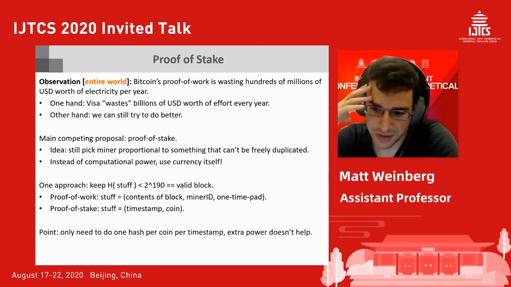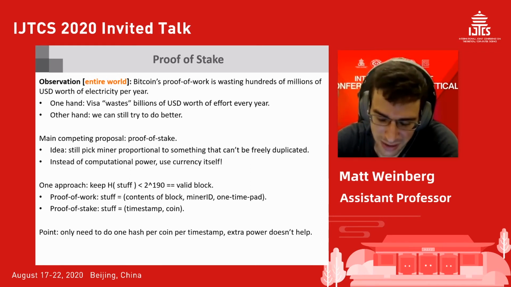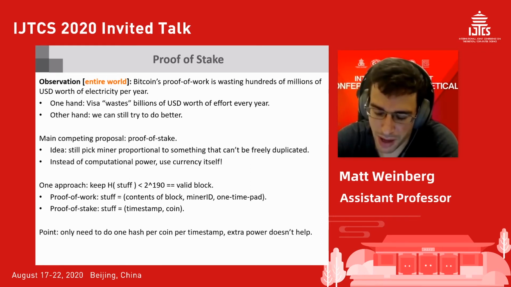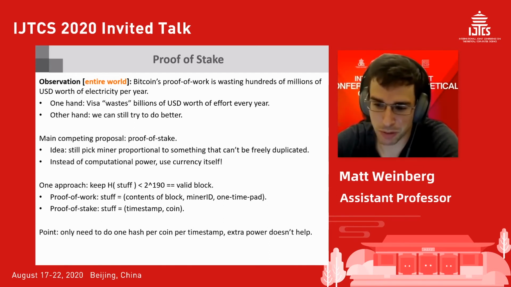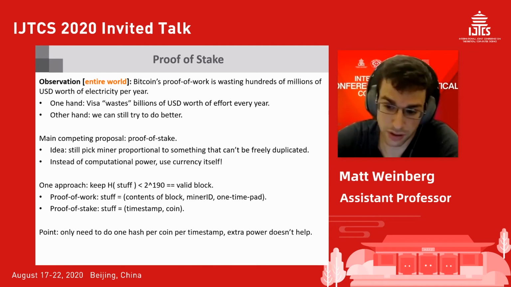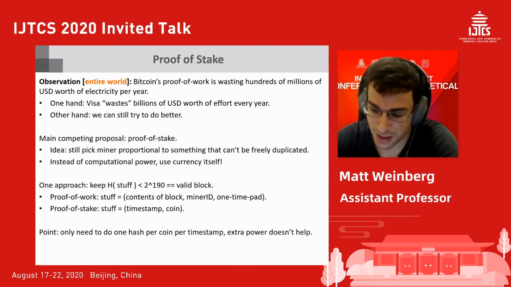So what makes this proof of stake? Well, now it doesn't matter how much computational power you have, because you only need to hash one coin per timestamp, one hash. If you have more power, it just doesn't help. The more hashes you do, it's not going to help you. But more coins, that will give you a larger chance of having one that's successful.